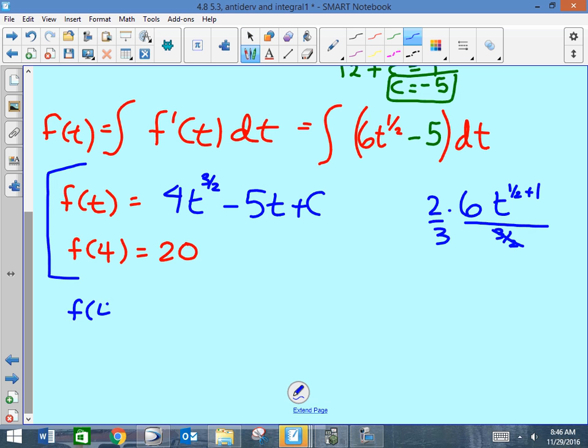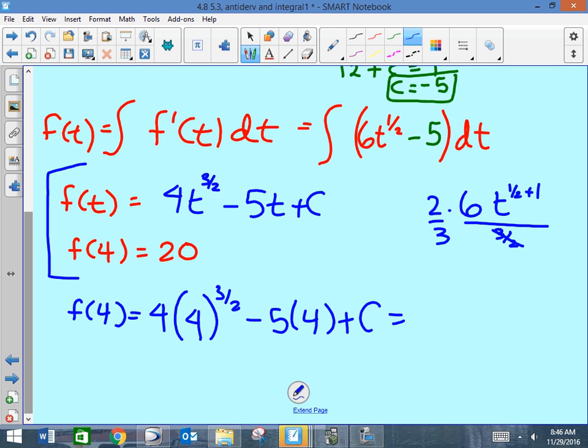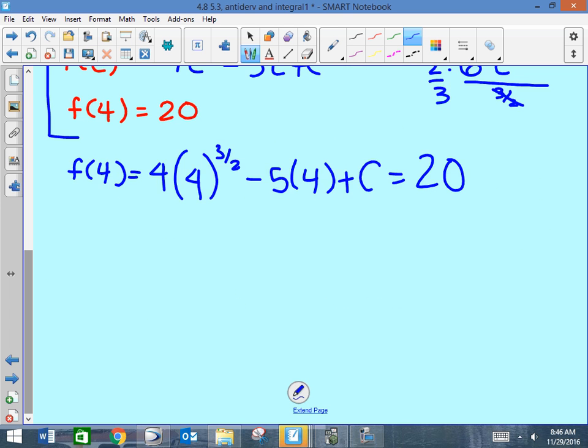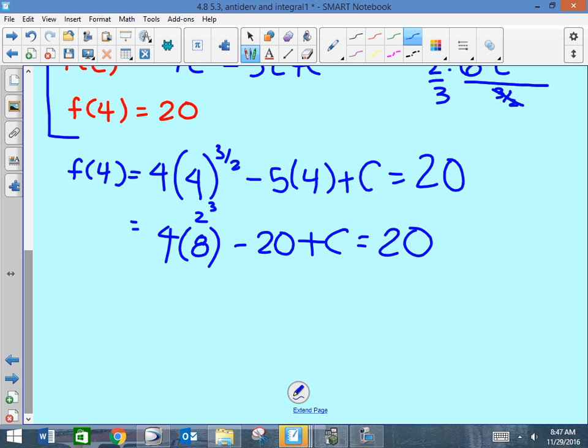And f of 4 says to put 4 in. 4 to the 3/2 minus 5 times 4 plus c equals 20. Okay. Remember, this is the square root of 4, and then to that power. So that's an 8. Do it usually in that order, as opposed to cubing 4 and then trying to find the square root of that, which is a lot more work. Okay, minus 20 plus c equals 20.